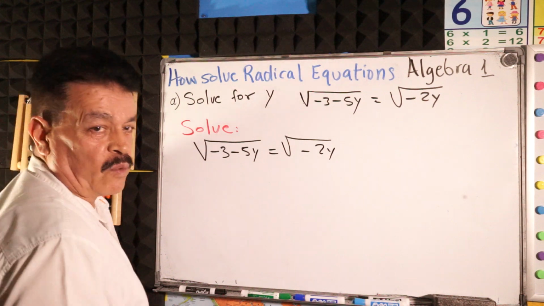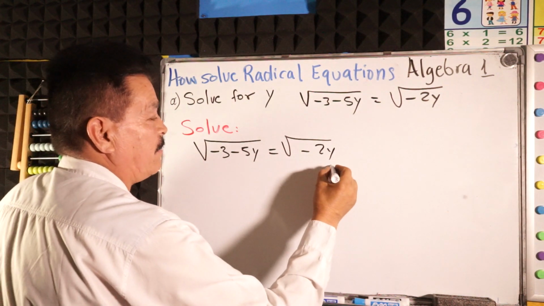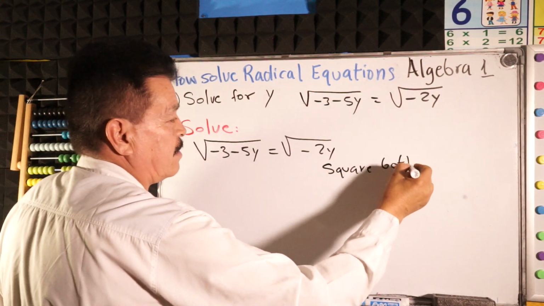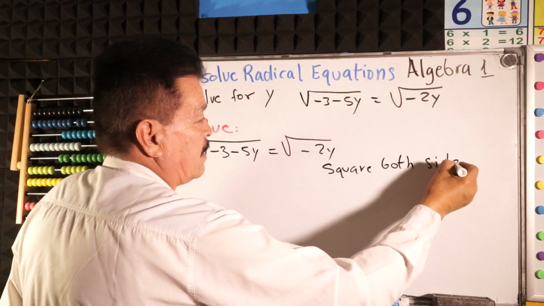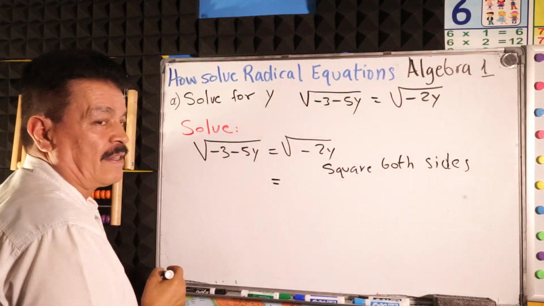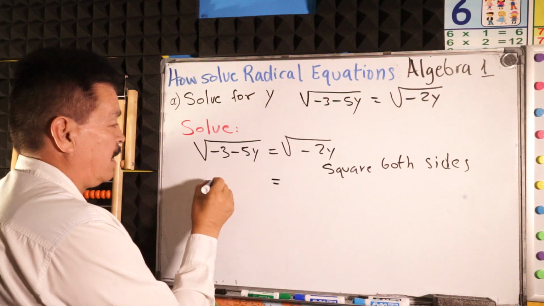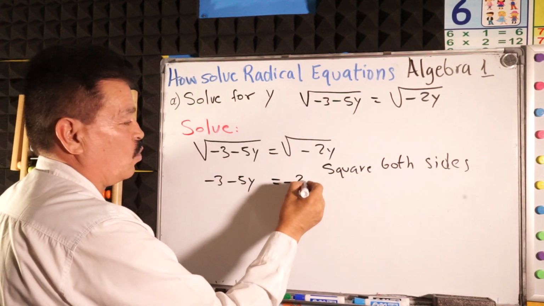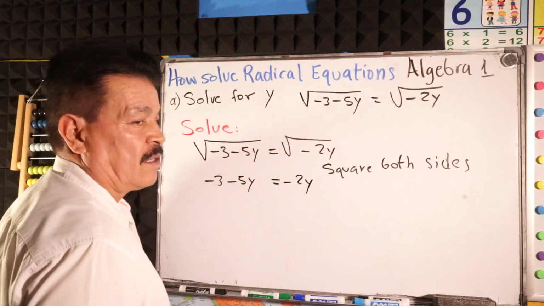So now square both sides. Remember, the first step is to square both sides. If you square both sides, you will have negative 3 minus 5j on this side, and negative 2j on this side.